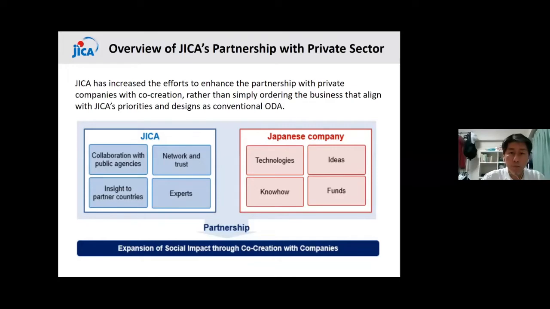So this is an overview of JICA's partnership with the private sector. JICA has increased efforts to enhance partnerships with private companies through co-creation, rather than simply ordering business that aligns with JICA's priorities and design as in conventional ODA. JICA has strengths such as networks and trust with many countries, collaboration with public partners, and human resources as experts. In the meantime, Japanese companies also have their strengths, like technologies, ideas, funds, and know-how. Using this mixture of strengths of both public and private sectors, we try to expand the social impact through co-creation with those companies.